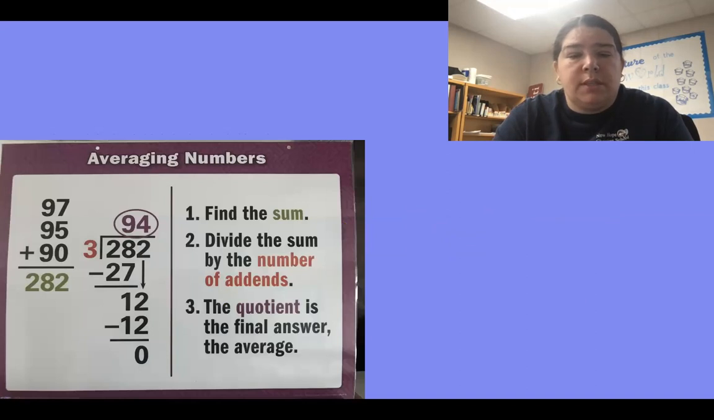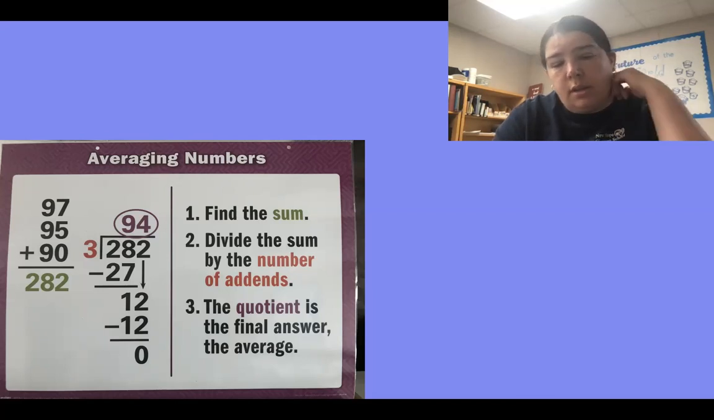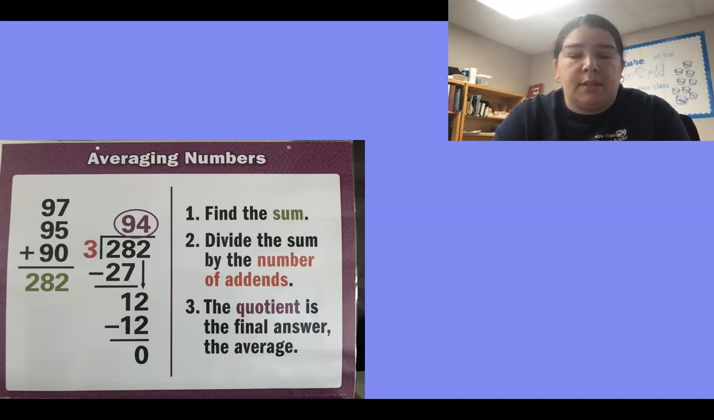This is the chart you would see if you were here in school. So I put it up there for you. Again, when you add the numbers, you divide the sum by the number of addends, and then the quotient, which is the answer, is your final average.